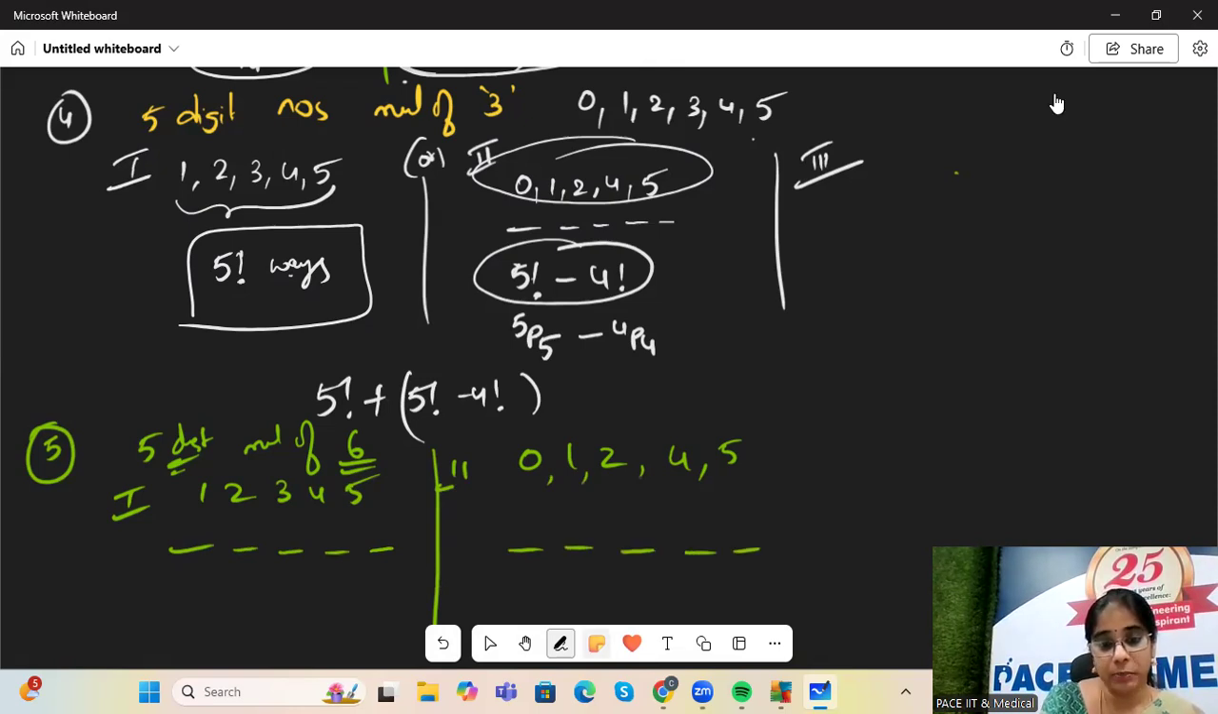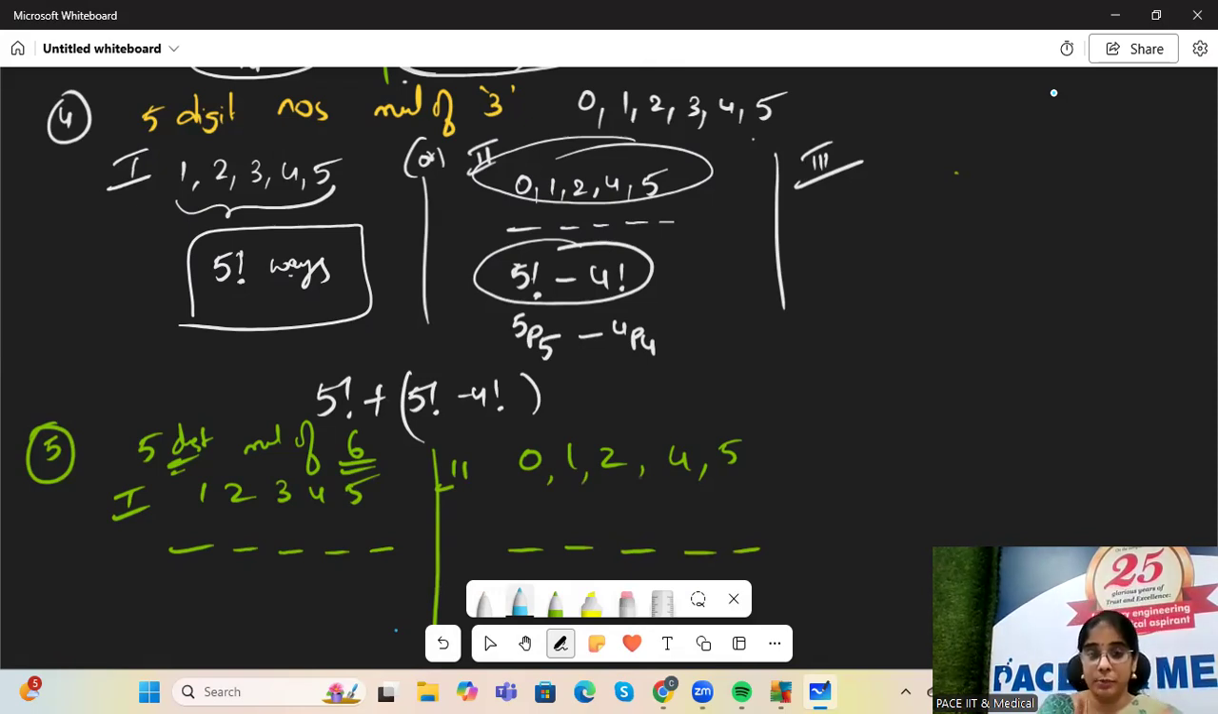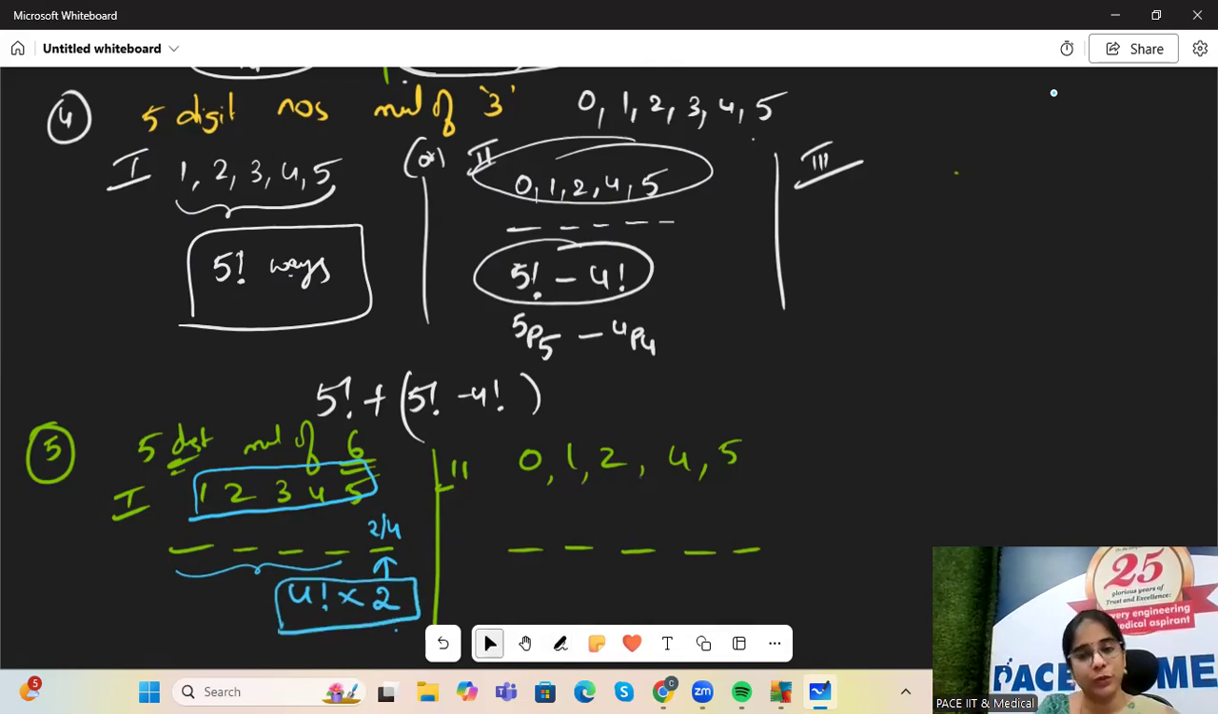Now, as I said, it should be divisible by 2 as well, which means the last place should be even. Even possibilities from my given options, in 1, 2, 3, 4, 5, are just 2 or 4, which can be filled in 2 ways. The remaining 4 digits are arranged in 4 factorial ways. So the answer from the first case is 4 factorial into 2 factorial.